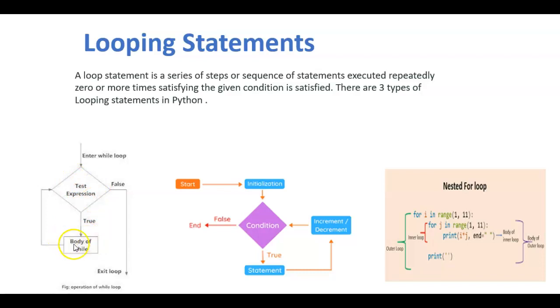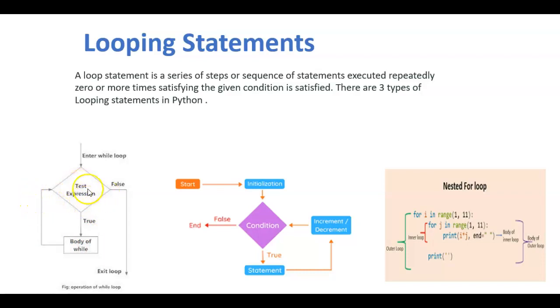Till what time does it get executed? How many times will the body of the loop get executed? Till this expression becomes false. For example, let's go to the first iteration. Assume that the condition is true. What happens? The body of the while gets executed. Again, it goes to the condition and checks it.